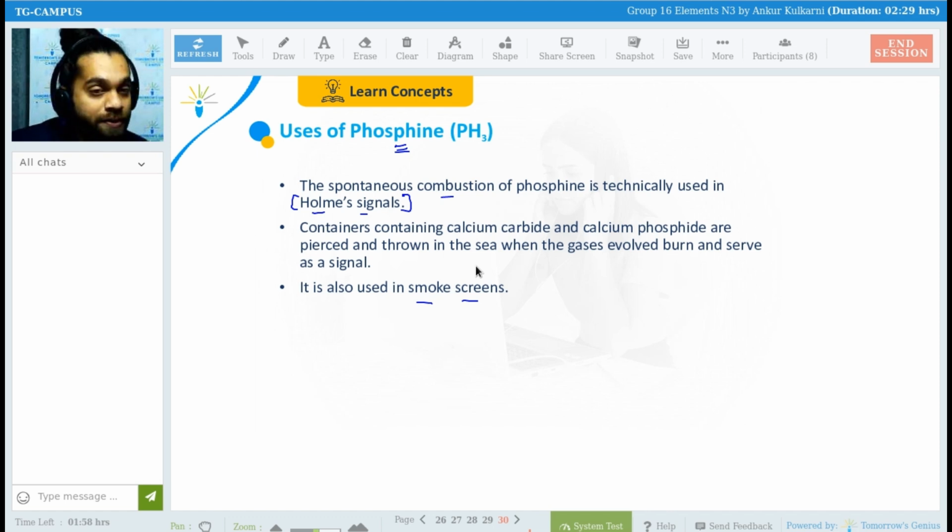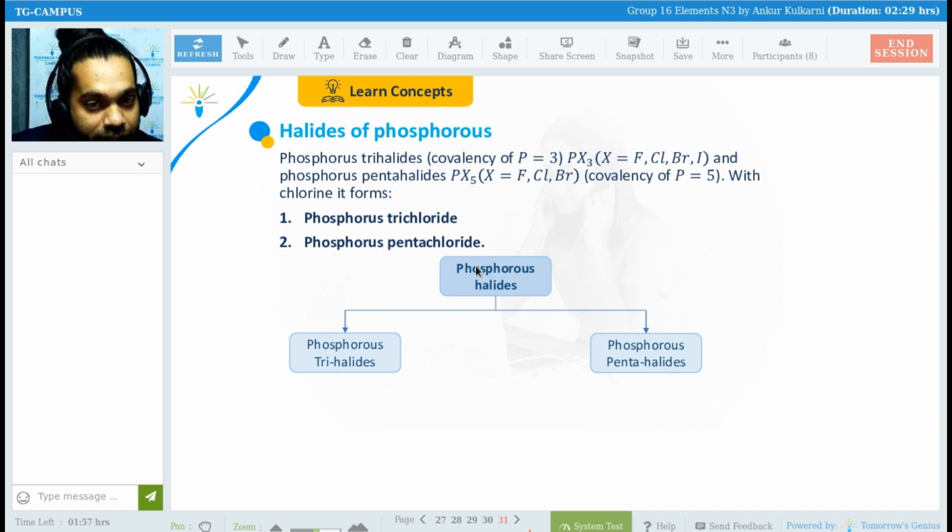So in that we use smoke bombs so that the visibility of the opponent goes down. In those smoke bombs, you have phosphine, so that the smoke bombs will burst and you will have all the smoke in front of you and the opponent cannot see you. So smoke screens are thrown in the sea and they burn as a signal. That is the Holmes signal, and that is a use of phosphine. Something different, so for statement type questions, it can definitely come.